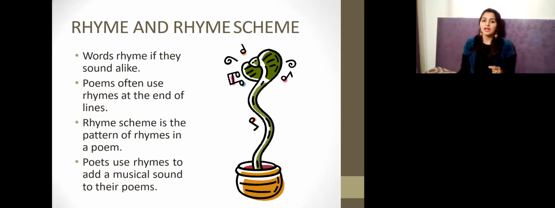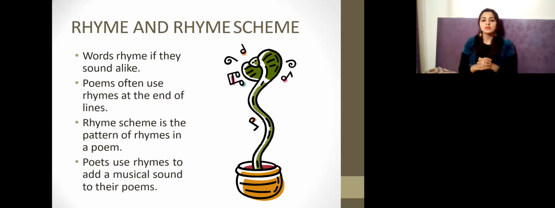Poems often use rhymes at the end of the lines, to create a creative mood. Rhyme scheme is the pattern of rhymes in the poem. It is named as A B A B, or A B C A B C. So it depends on the rhyming words, how many rhyming words there are, and therefore the rhyme scheme is put. We will be learning about the rhyme scheme in the coming videos.